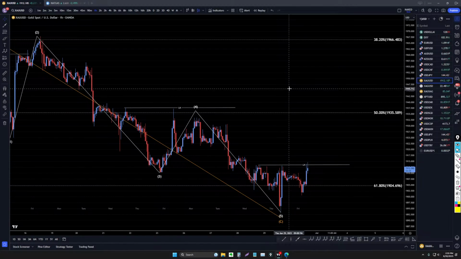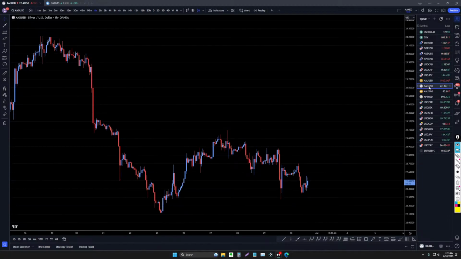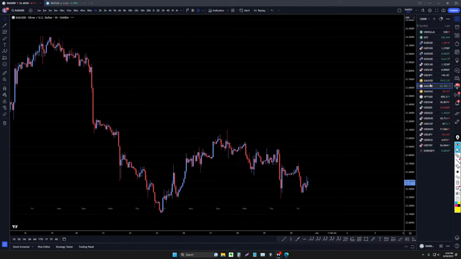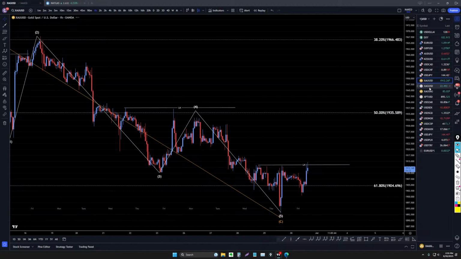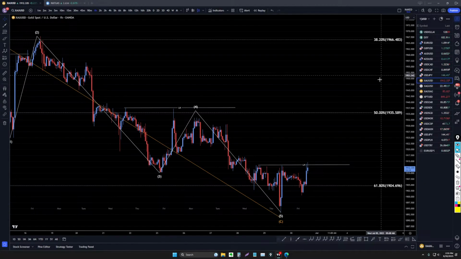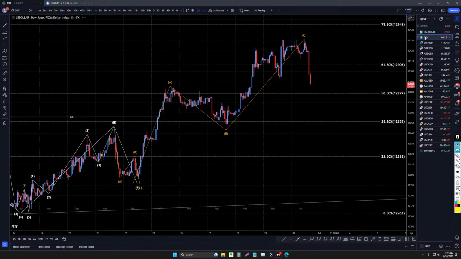So let's see what happens. Silver really isn't convincing that it's going up at all, honestly. Silver kind of looks like it wants to go down again. Silver and gold are very correlated. I mean, they're different shapes, but they move in the similar patterns. So I don't know. I'm starting to think gold might not be quite ready yet.